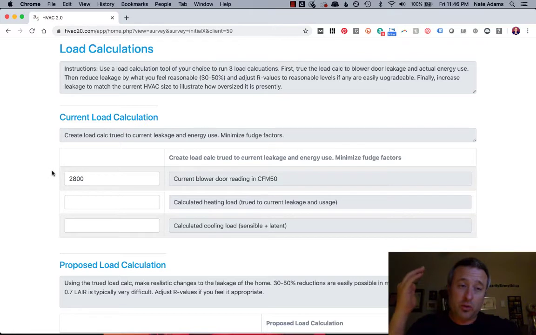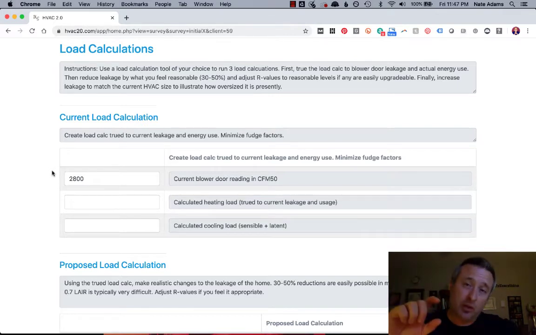So you'll do a load calc to where the house is today. You'll do a load calc to what it could be with reasonable upgrades. And then you will do a load calc to see how leaky the house would have to be to actually right size the equipment that they have, because typically equipment is drastically oversized. So that helps punctuate the point that it's a big deal. And there's a chart in the report for that. As I'm recording this, it's a little bit goofy. It's not quite populating correctly, but we'll get that fixed.